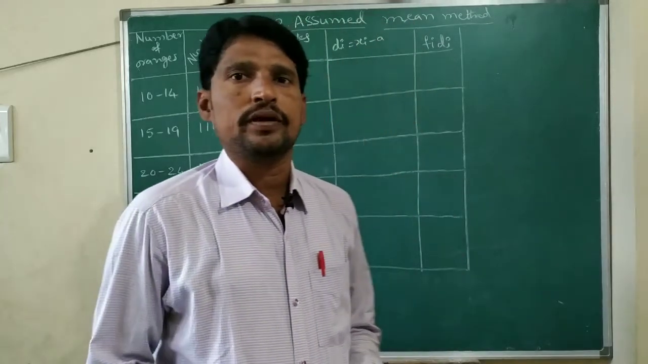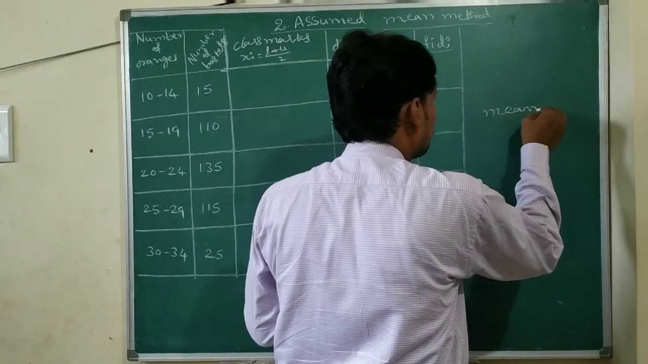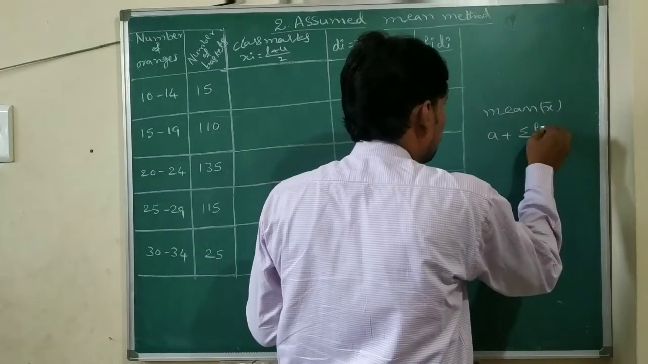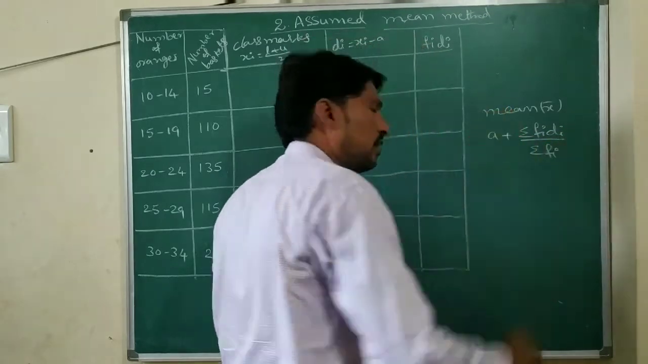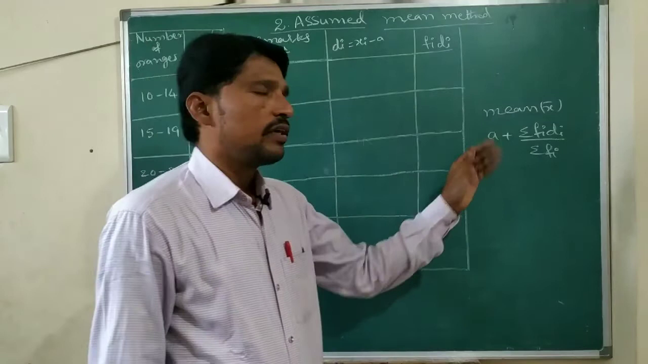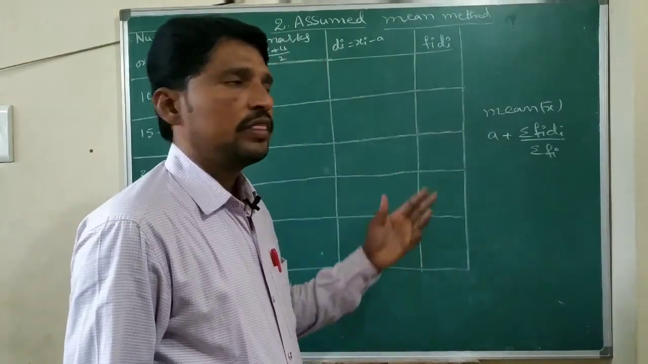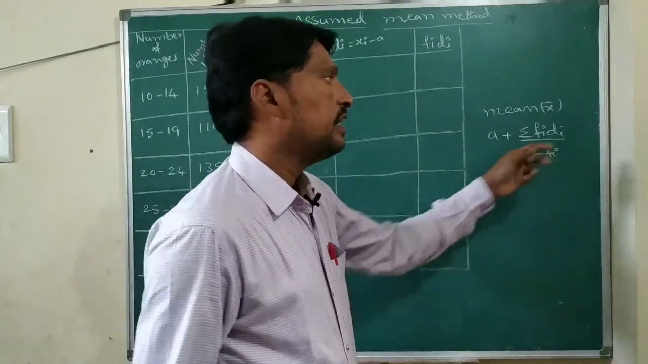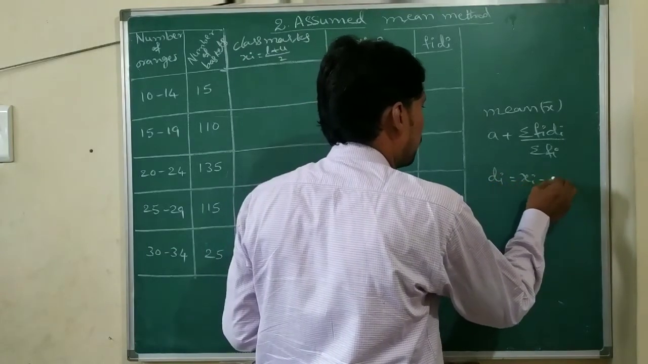So, assumed mean method, what is the formula? Mean x bar equals A plus sigma Fi di by sigma Fi is the formula. A, what is A? A means assumed value. In the class mark we are assuming the value, that is A. Fi means frequencies. Di equals Xi minus A.